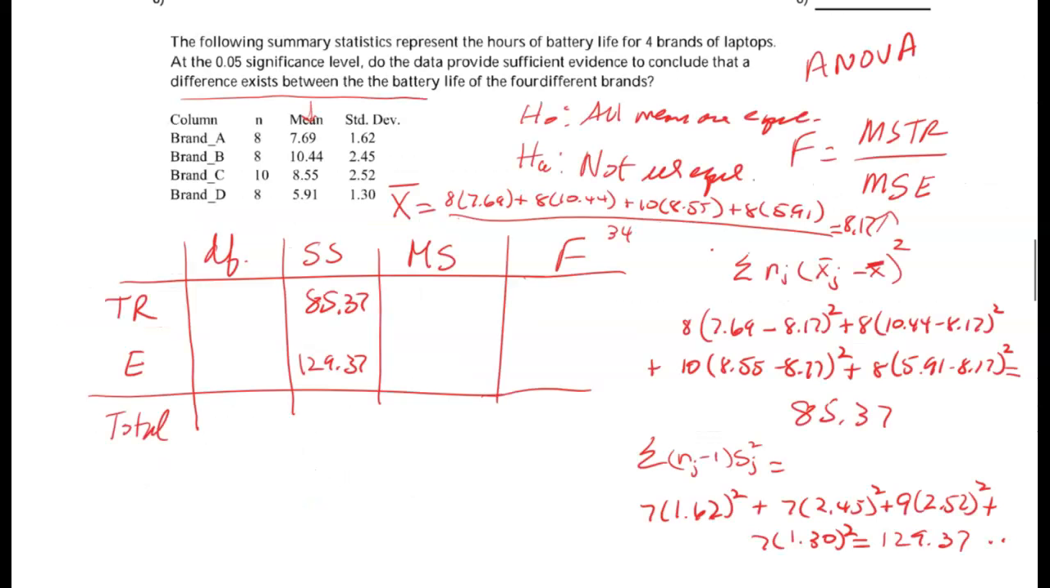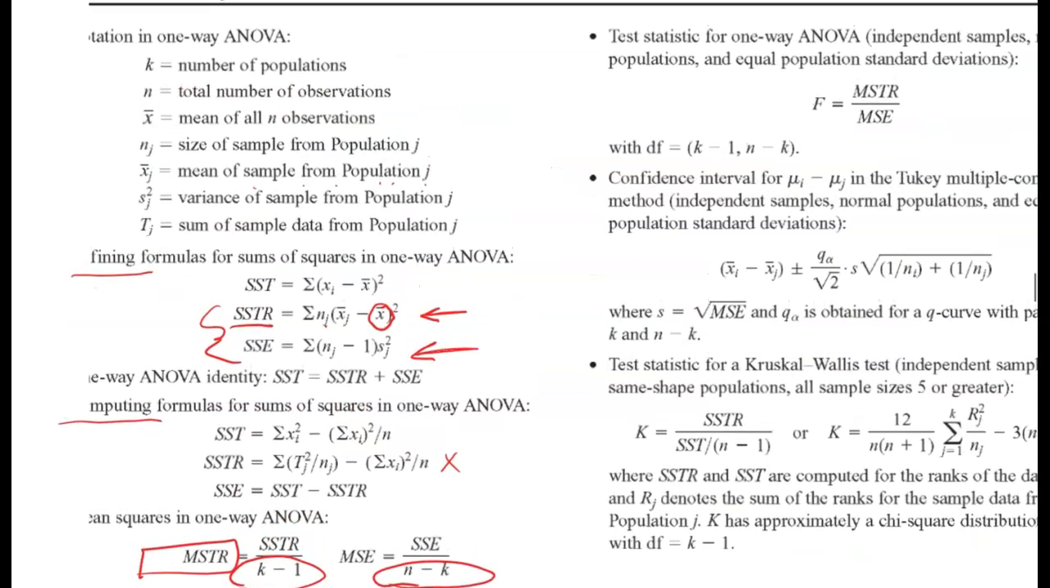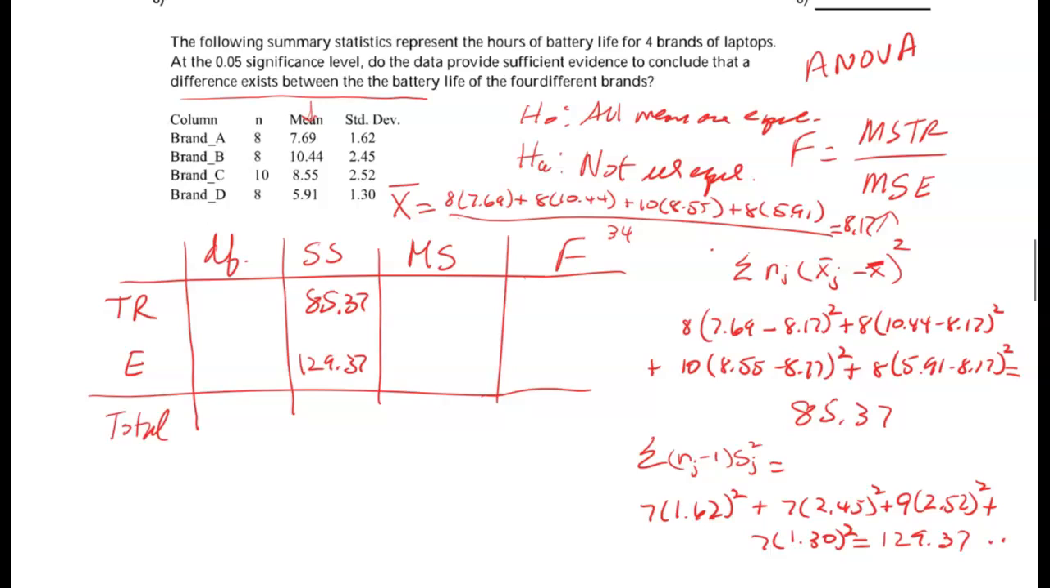So the first one is K minus 1, where K, again, if you're not sure, is just the number of populations you have. So we have 4 minus 1, that's 3. And then N minus K, your total N was 34. Remember, we add up all the little n's to get to 34, minus the number of populations, so 34 minus 4 is 30.